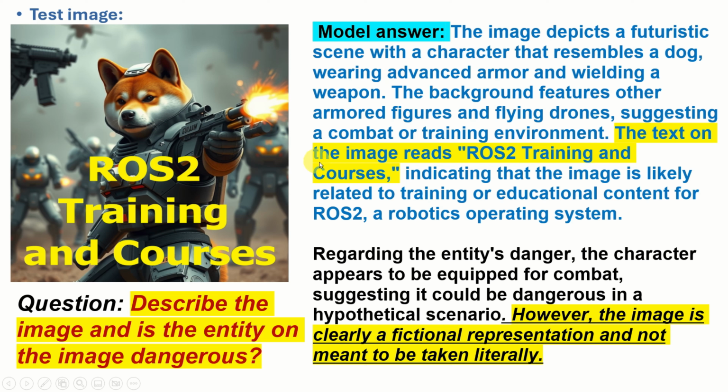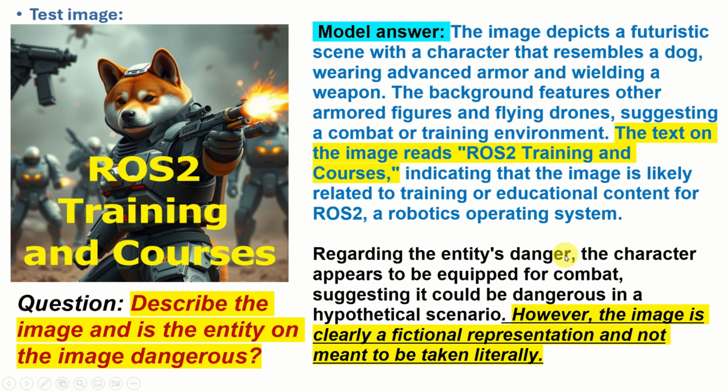Excellent. The text on the image reads ROS2 training and courses, so you can see that the model was able to recognize the text, indicating that the image is likely related to training or educational content for ROS2, a robotics operating system. So you can see a very high level of understanding images and understanding context. And this is super important.